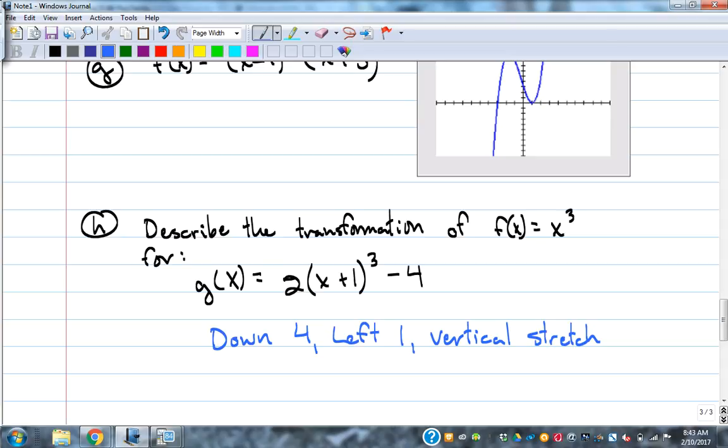The +4 or +1 inside, that's our left 1. The -4 on the outside, that's our down 4. The 2 out in the front is a number bigger than 1.